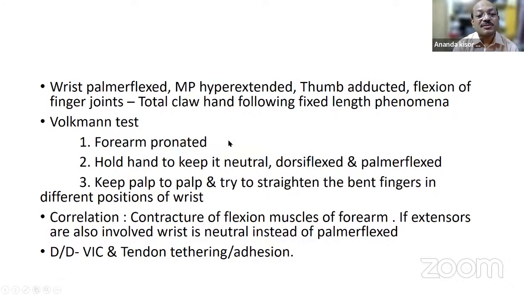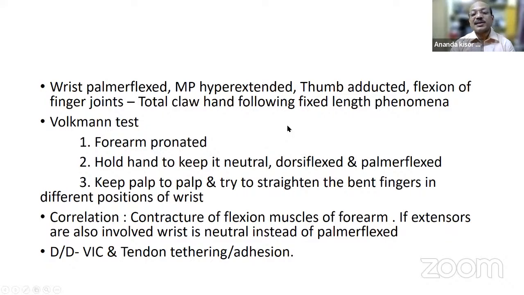Volkmann's test: the first step is that the forearm should be pronated. Hold the hand with one hand and keep the wrist in neutral position, dorsiflexion, and palmar flexion. At these 3 positions, we have to check the extensibility, that is, whether the fingers can be straightened, by keeping your palm to palm, your other hand on the palmar side of the fingers, and trying to straighten the bent fingers in the neutral position of the wrist, dorsiflexion of the wrist, and palmar flexion of the wrist.